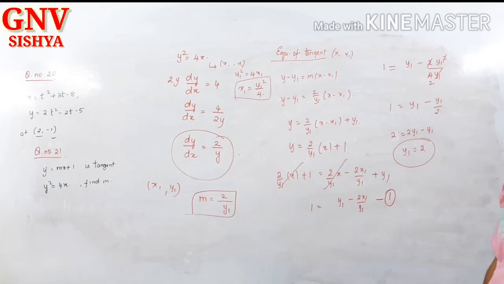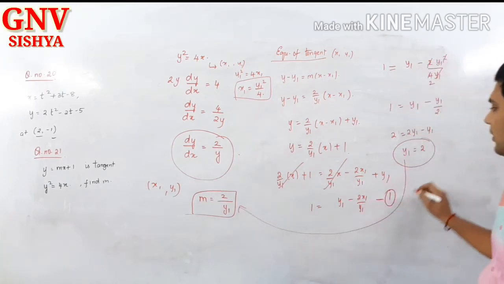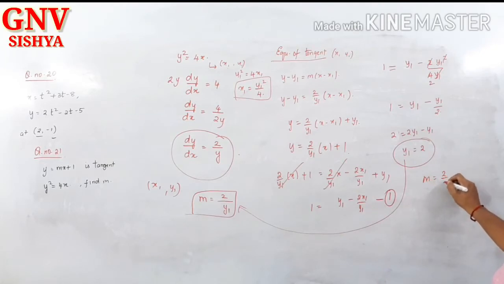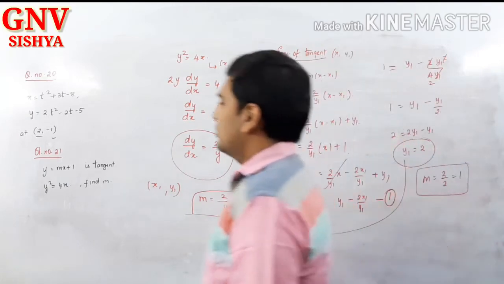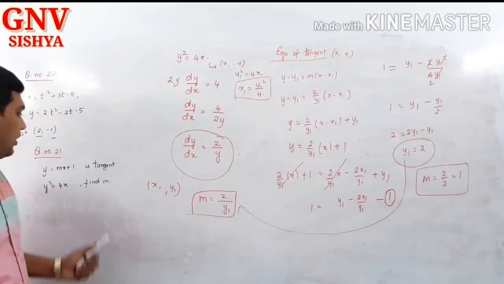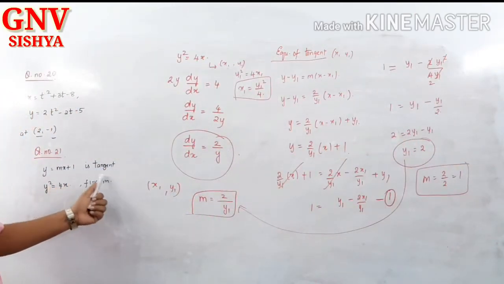Now I need to get the value of the slope, right? Substitute y1 equal to 2 in this one. What will happen? Therefore my slope is equal to 2 by 2, which is equal to 1. Can you understand? Yes. So what have they given in the question? y equal to mx plus 1 is a tangent to the curve y square is equal to 4x. Find the value of m.